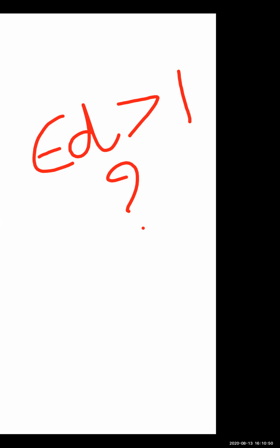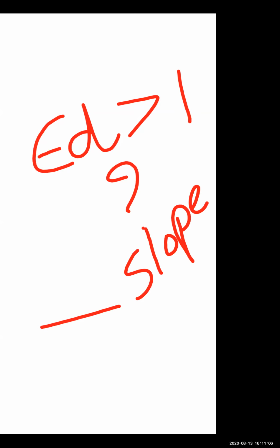It is relatively elastic demand. The slope of the demand curve is dash. The demand curve has dash slope.